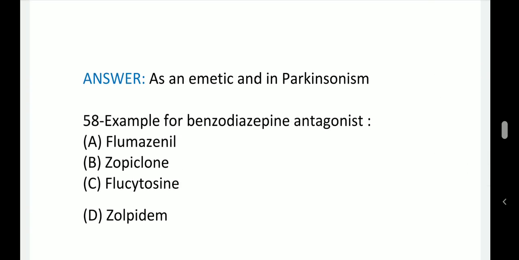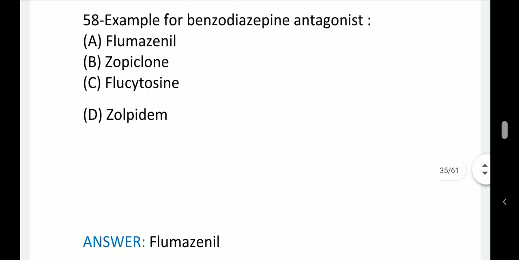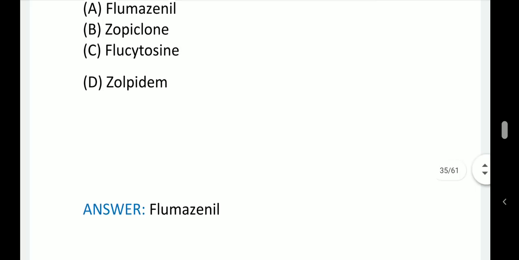Question number 58. Example for benzodiazepine agonist. Option A, flumazenil. Option B, zopiclone. Option C, fluoxetine. Option D, zolpidem. Answer is flumazenil. That is option A is the correct answer.